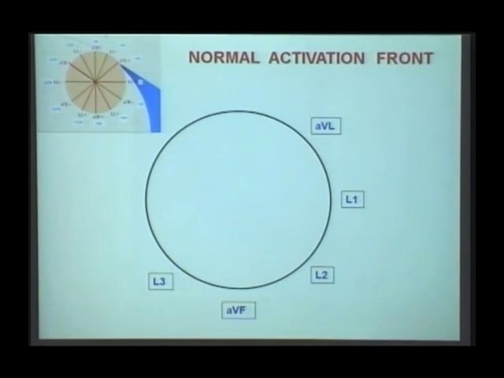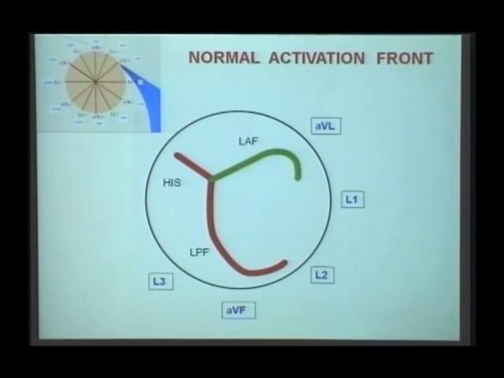So let us imagine what is normally happening. You have the anterior fascicle and posterior fascicle. So when the impulse comes from the main left bundle, it travels down like this. So actually the down and inferior left anterior fascicular activation and the up and superior left posterior fascicular activation meet together, and your axis is most often around lead 2. So this is what happens in the normal activation front of the fascicles.